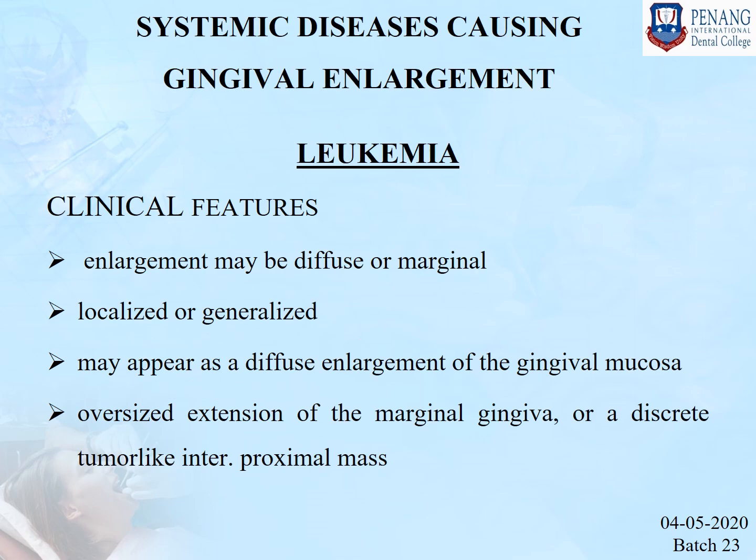Then comes systemic disease causing gingival enlargement. First is leukemia. Clinical features are that the enlargement may be diffuse or marginal. It can be localized or generalized. It appears as a diffuse enlargement of gingival mucosa. Oversized extension of marginal gingiva or discrete tumor-like interproximal masses can be seen.